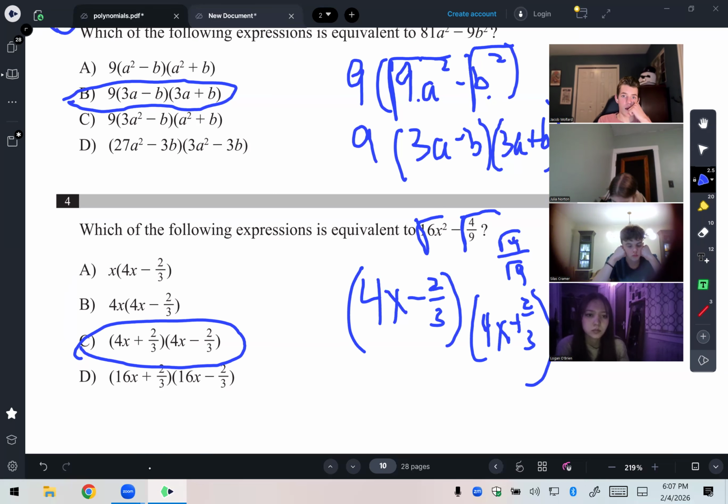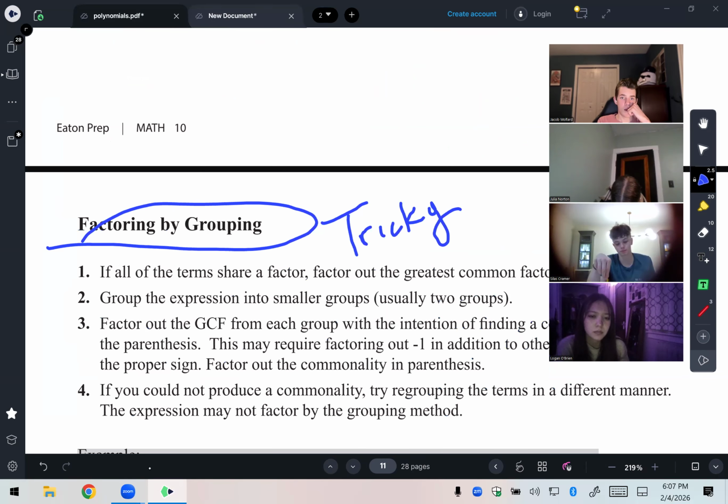So we sort of conquered the difference of two squares. Now this might be the tricky one. But we're going to give you some strategies. This they had off the test and now they put it on.